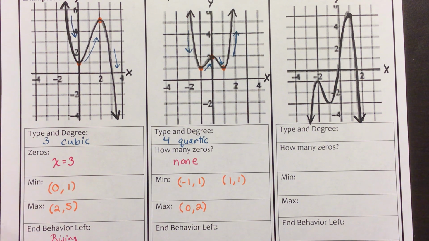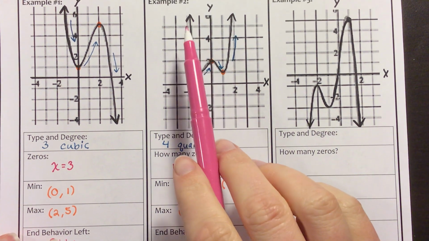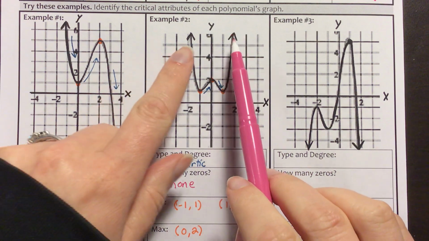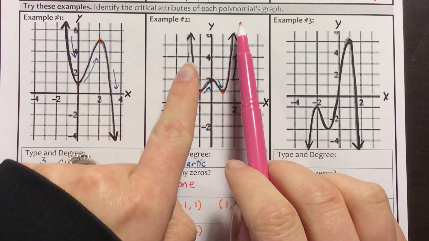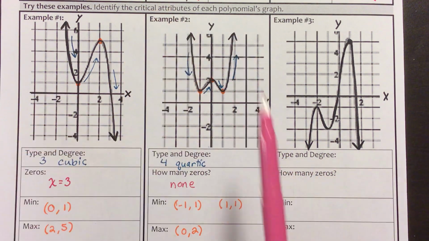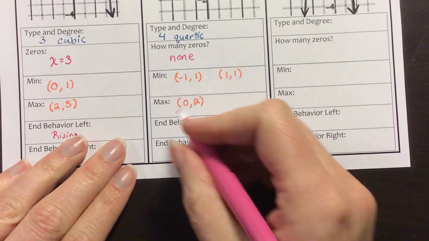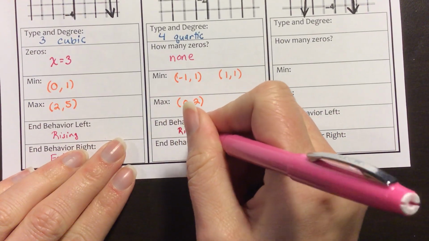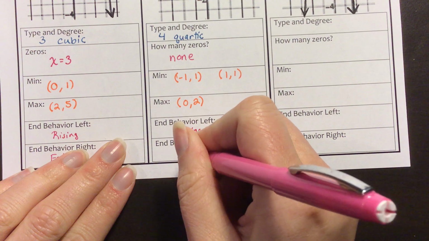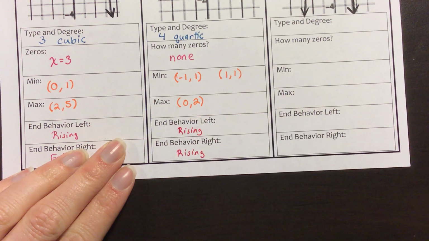Cool. End behavior. The left and the right, both of those arrows are pointing up. So the left is rising and the right is rising. Fantastic. Last one, number 3.